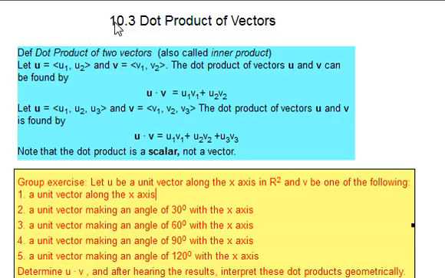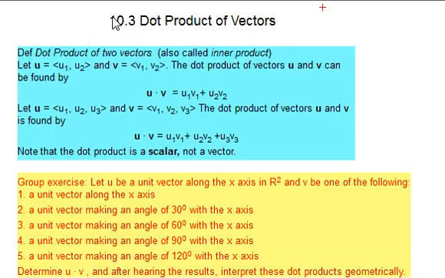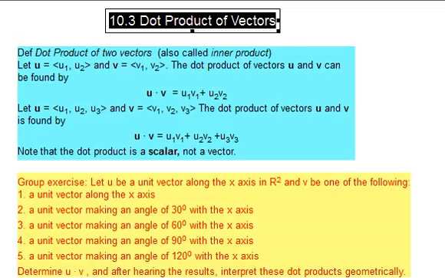In this lesson, we're going to talk about another type of product of vectors. We've already talked about what's called a scalar product, and of course, when you multiply a vector by a scalar c, you just multiply each of the components by that scalar. But the dot product is different.